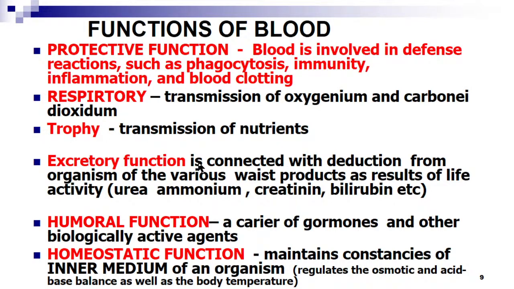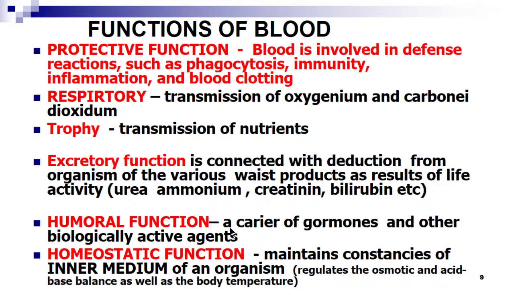Excretory function is connected with removal from the organism of various waste products resulting from life activity. During catabolism, very dangerous products sometimes appear, like urea, ammonium, creatinine, and some poisons like bilirubin, hemosiderin, and others, poisons and pigments which need to be inactivated. So excretory function is also a function of blood.